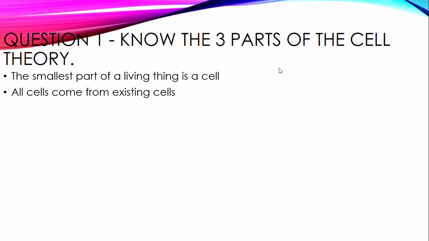All cells come from existing cells or pre-existing cells, as we said in class. And the third part is all living things are made up of 1 or more cells. It does not have to be word for word. As long as you're getting the general concept of these 3 things, you'll be fine. You can put it in any order you want. All right, let's move on.